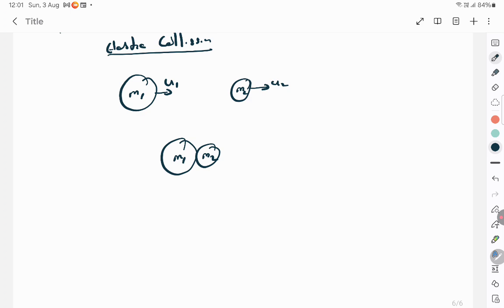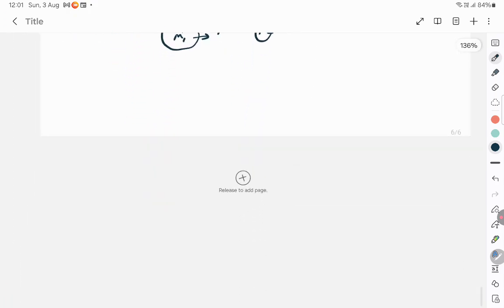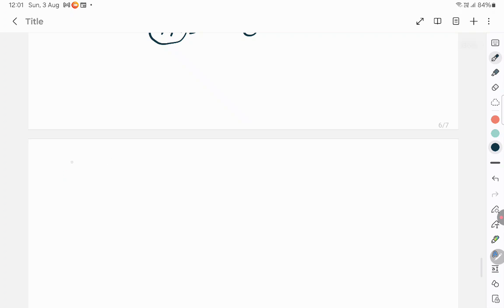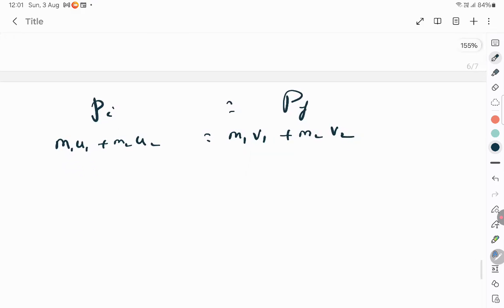They're colliding, and after the collision m1 has acquired velocity v1 and m2 has acquired velocity v2. The first equation is based on conservation of momentum. Momentum conservation means initial momentum is equal to final momentum: m1 u1 plus m2 u2 is equal to m1 v1 plus m2 v2. Consolidate the m1 terms together. This is my equation 1.